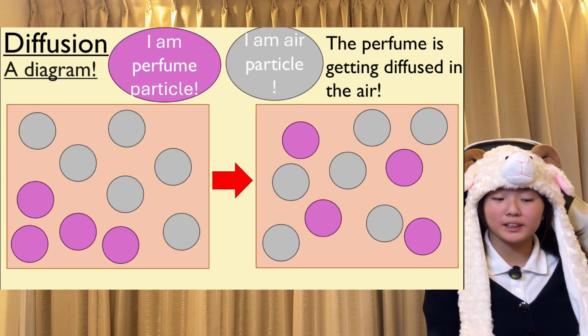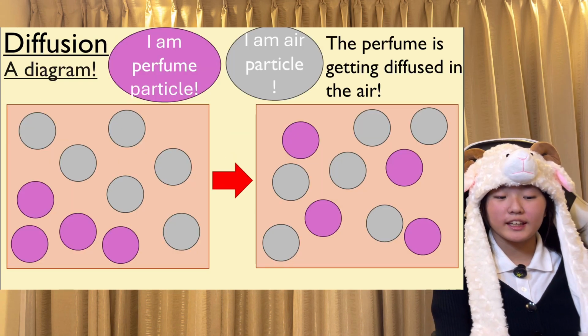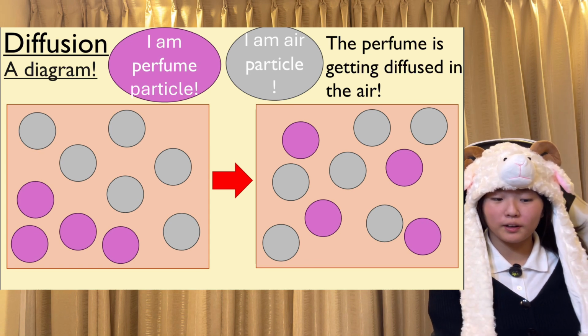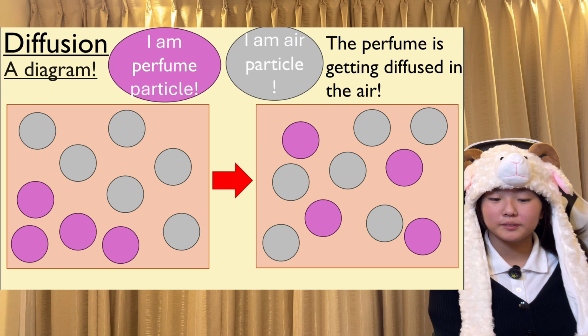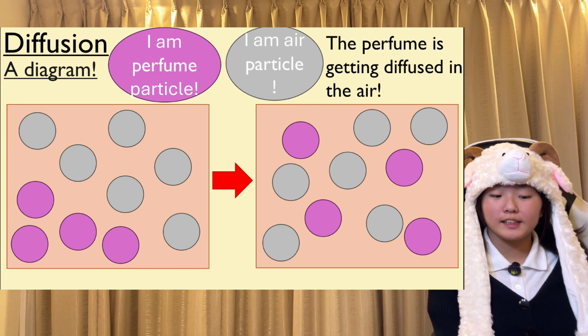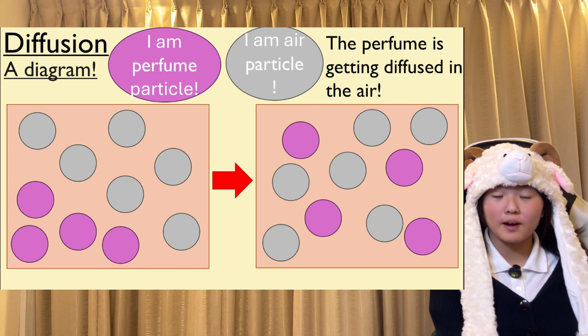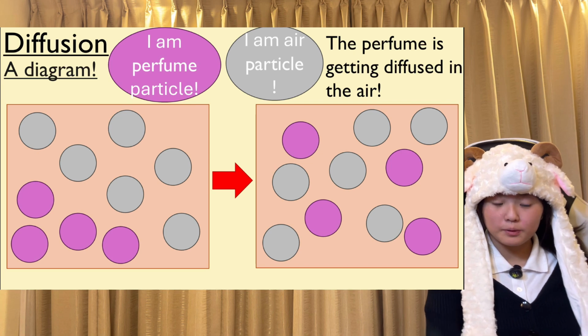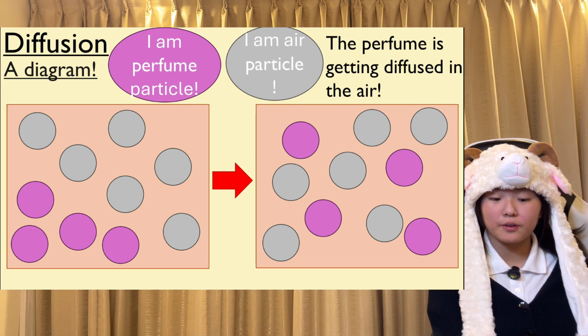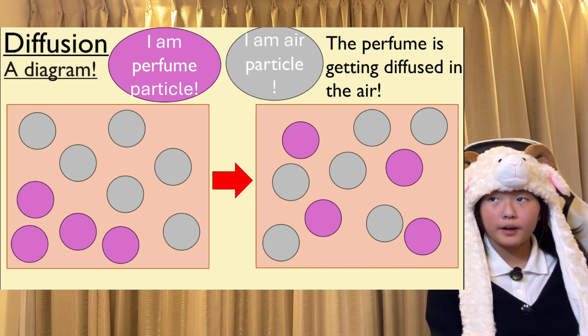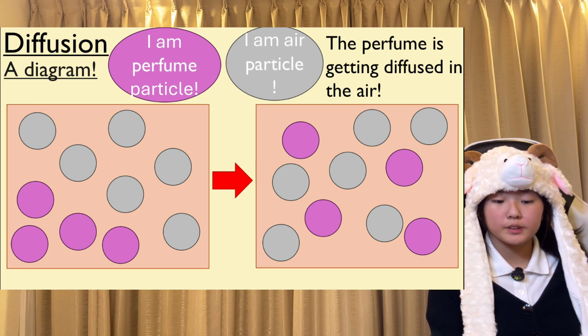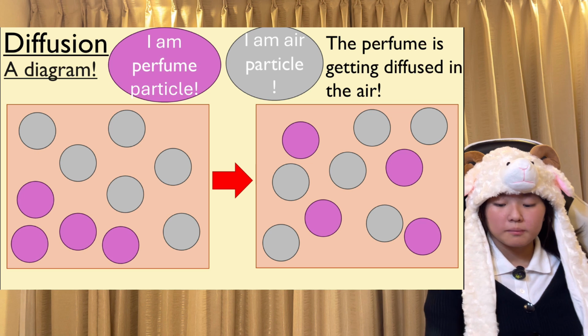I will now show you a diagram to grow your understanding on diffusion. The purple balls are perfume particles. The gray balls are air particles. The perfume is getting diffused into the air. In the diagram on the left, it shows the perfume particles still huddled together away from the air particles, but on the right, it shows the perfume particles that got diffused into the air particles all mixed together.